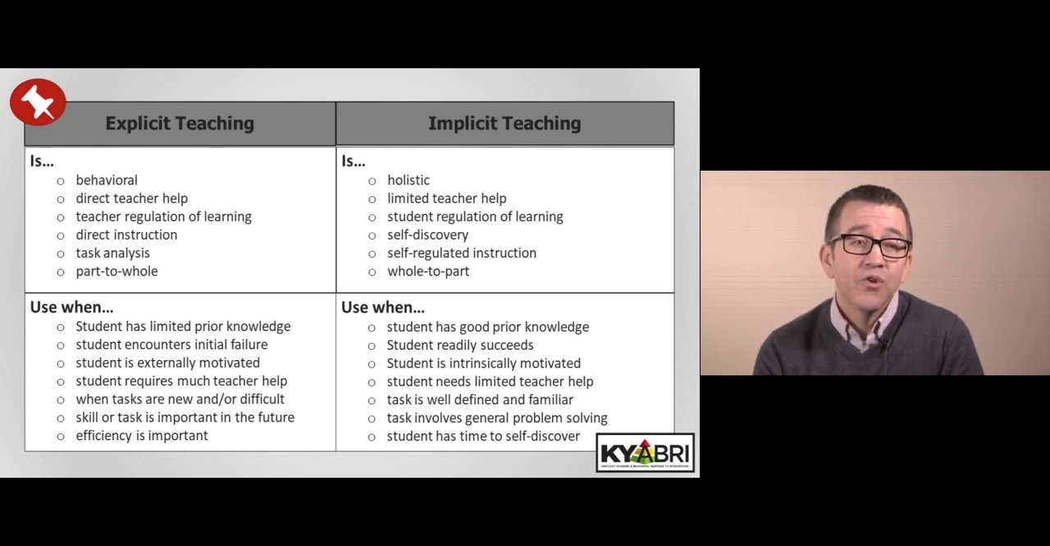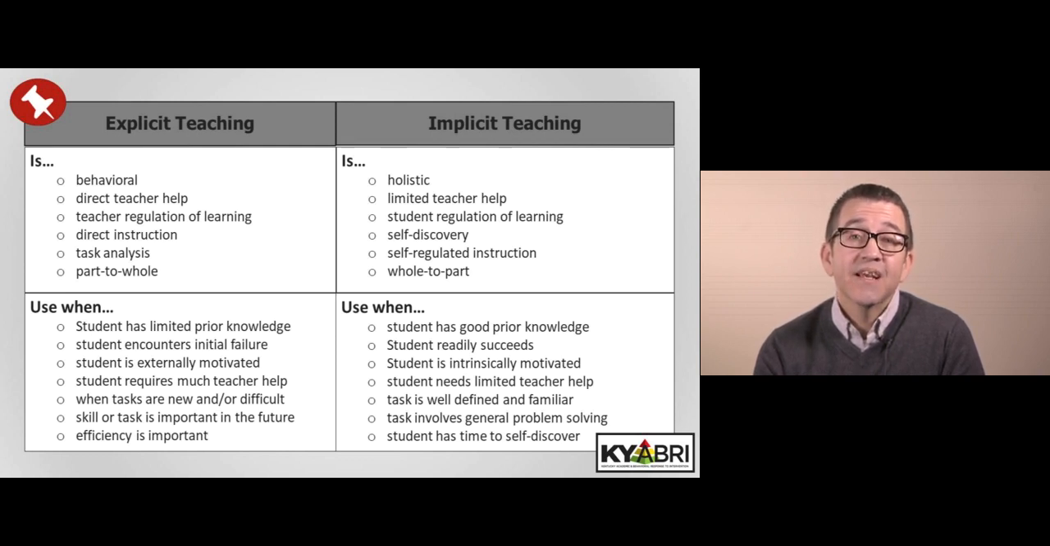So when we're using explicit instruction, it's for students that are going to have limited prior knowledge, students that encounter initial failure, that are maybe externally motivated, require much teacher help, and efficiency is important. When we're using implicit teaching, it's for students that have good prior knowledge, they may readily succeed in learning, they are intrinsically motivated, need limited teacher help, and students will have time to self-discover.